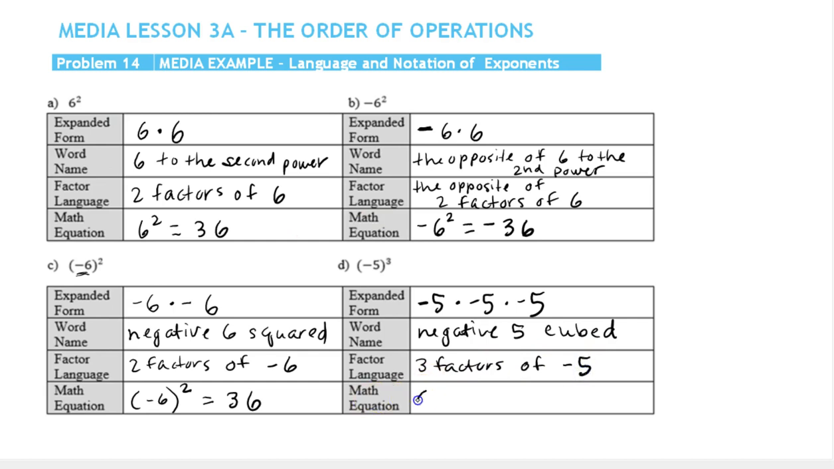And for our math equation, I'll write the original expression and what it equals. So looking at this, we have a negative times a negative times a negative. Well, a negative times a negative is positive, so this result would be positive 25 times negative 5. So I'm doing the multiplication left to right. And then a positive times a negative is negative. And 5 25s is 125. So this is negative 125. And there's our result.